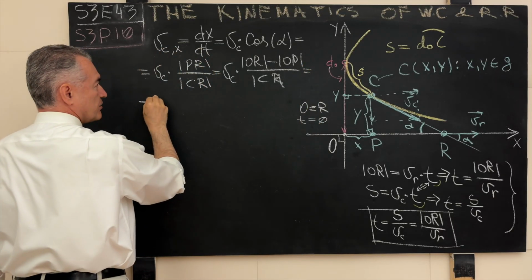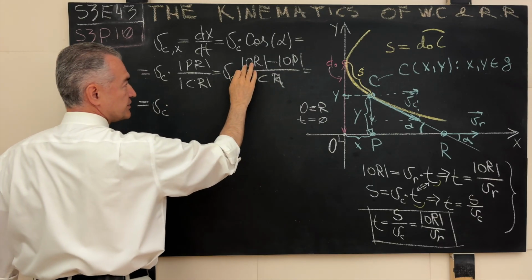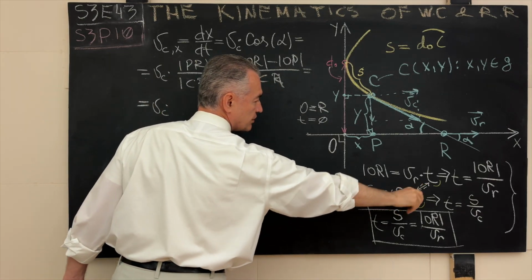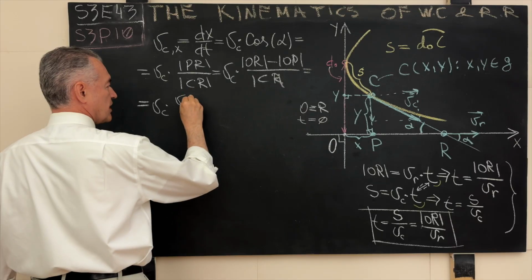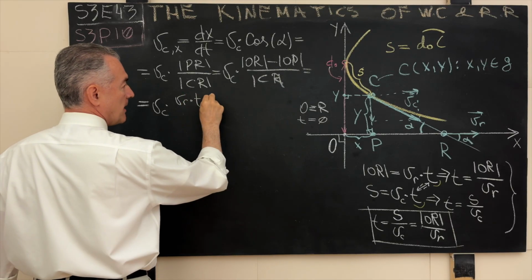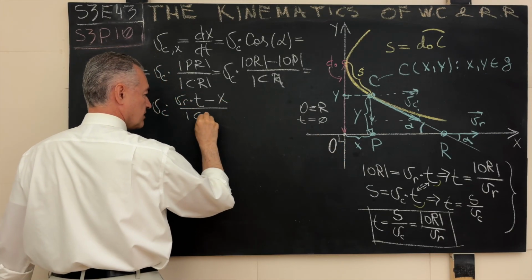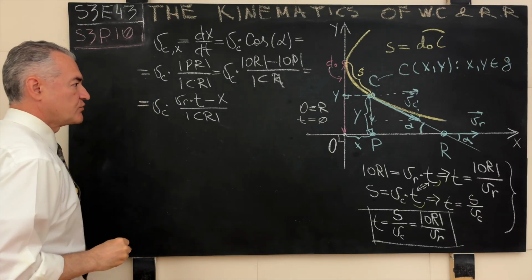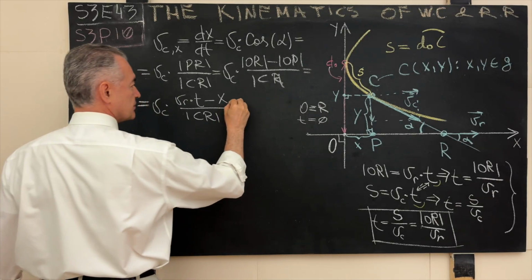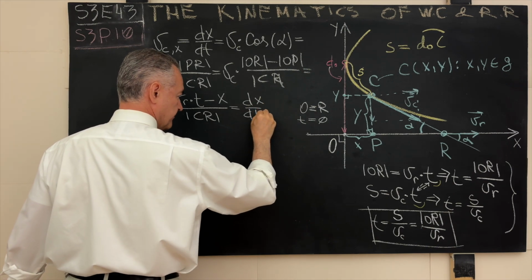Now let's spell out what the distance OR is. We already know what it is. It is the velocity of the runner times time t, minus what is OP? This is x divided by CR. So far so good, wonderful. So let's mark that this is dx over dt.